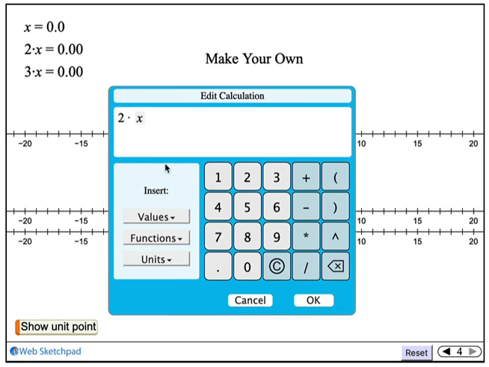For example, I can change this from 2x to 2x plus maybe 4 times x, and to enter x into this expression, I tap directly on the x in my sketch. So 2x plus 4x minus 3, and then I tap OK.